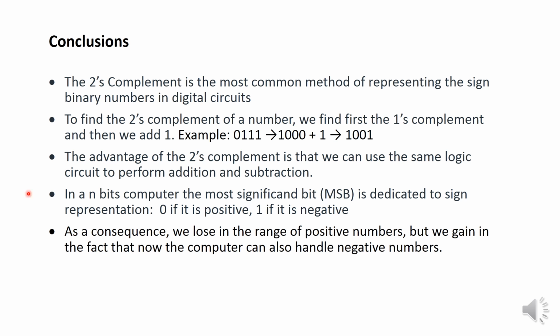In an n-bit computer, the most significant bit is dedicated to sign representation, 0 if it is positive, 1 if it is negative. And as a consequence, we lose in the range of positive numbers, but we gain in the fact that now the computer can also handle negative numbers.